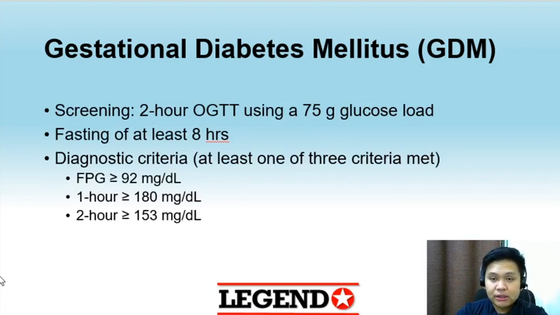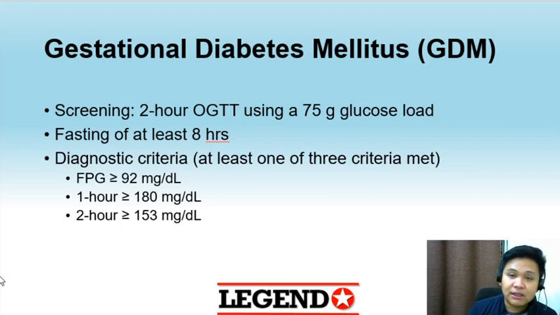Some protocols use a 50-gram glucose load prior to doing the 75-gram glucose load, but for the sake of the medical technology board exams, this is what we teach our students. So the screening is your 2-hour OGTT using a 75-gram glucose load. Prior to the OGTT, there should be a fasting of at least 8 hours. Then you have here the diagnostic criteria.